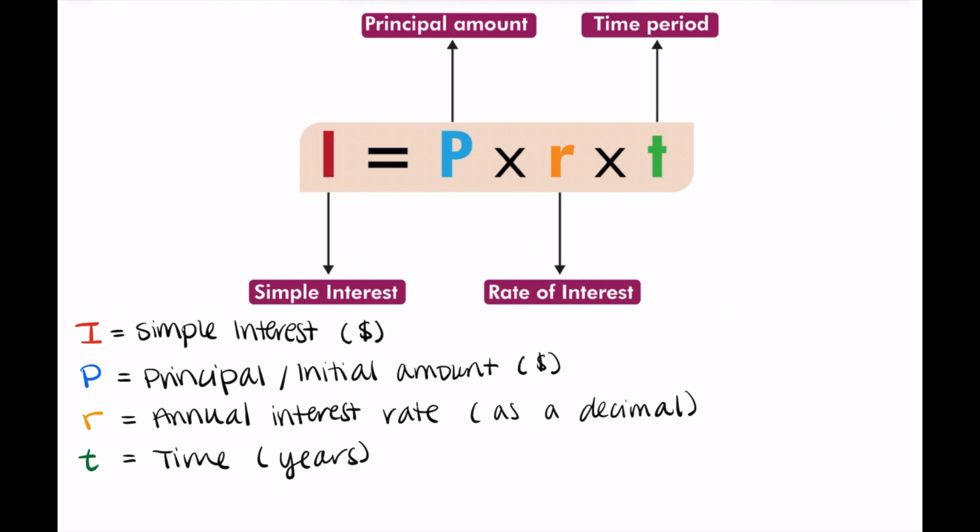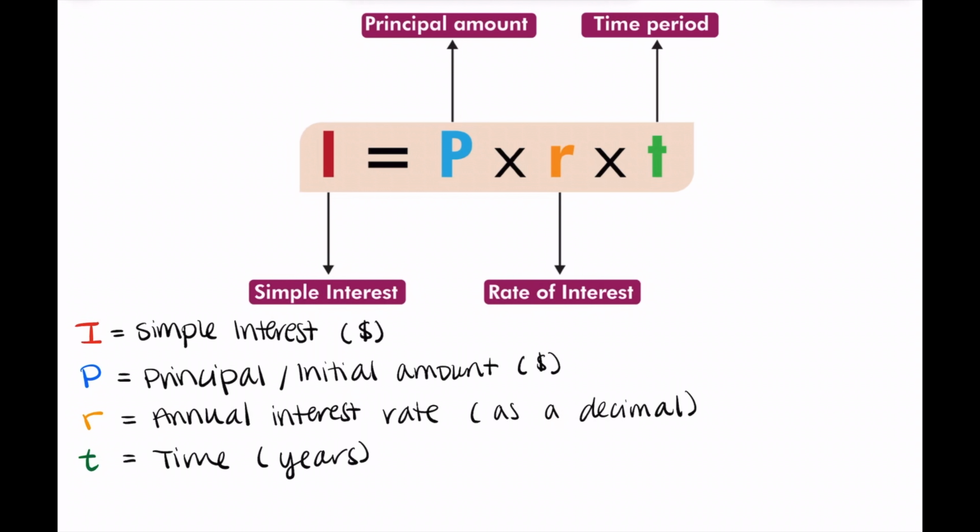The R has to be represented as a decimal. This is a very important key point. Most of the time, interest rates are given as a percentage in these practice problems, so be sure to convert it to a decimal before solving the equation. And then last but not least, we have T, and this is also very important.